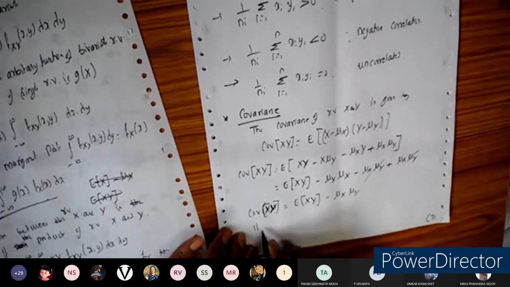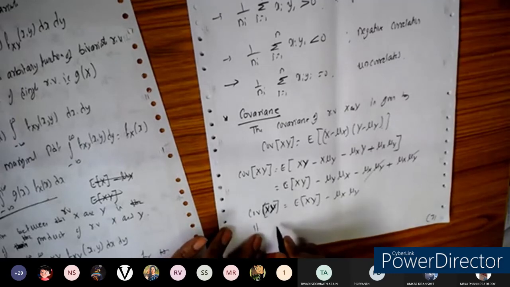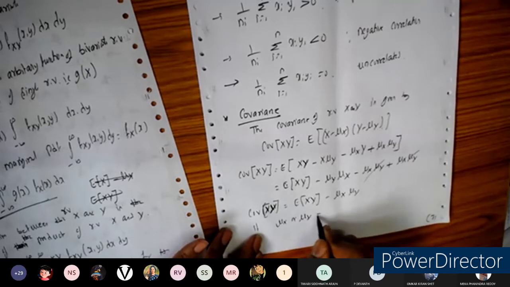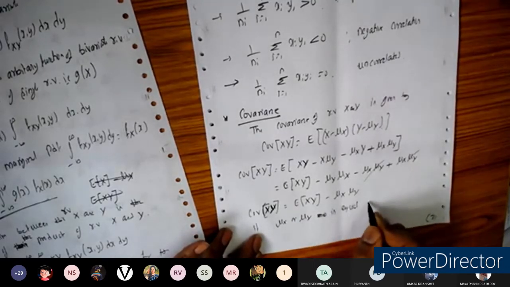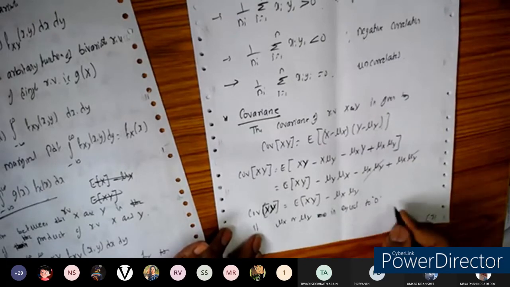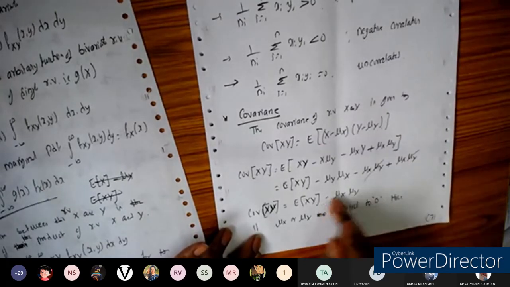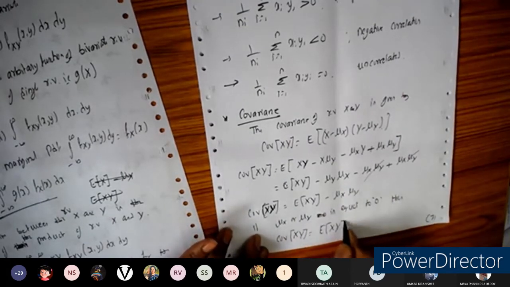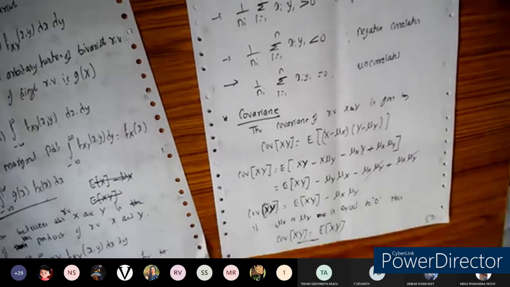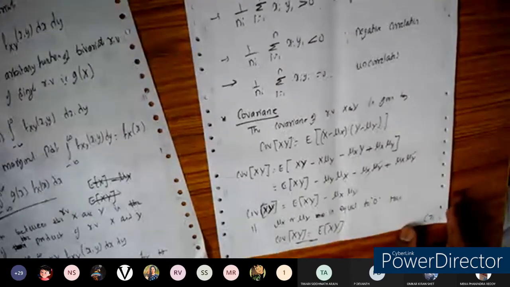So suppose if mu x or mu y is equal to 0, if any of the means is equal to 0, then we can take the covariance of x comma y to be equal to the correlation. The covariance will be equal to the correlation you are going to get here.